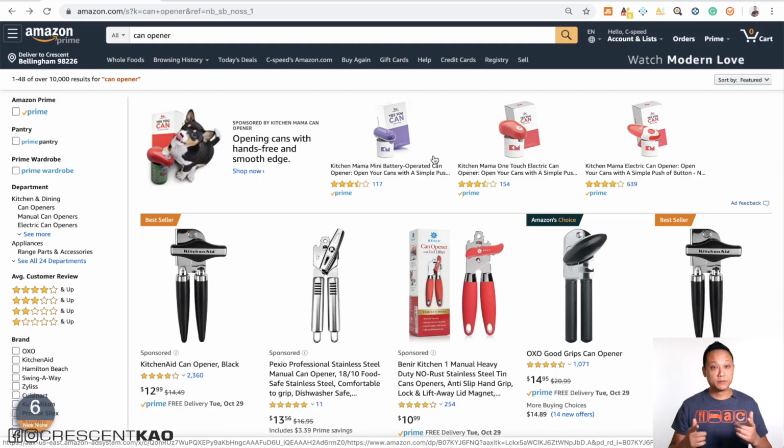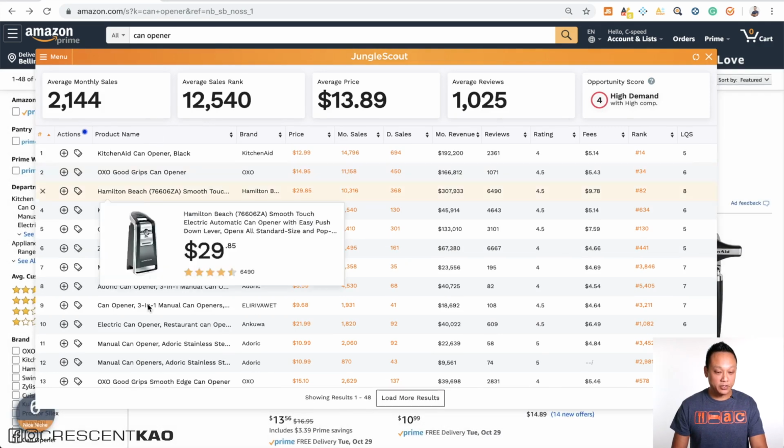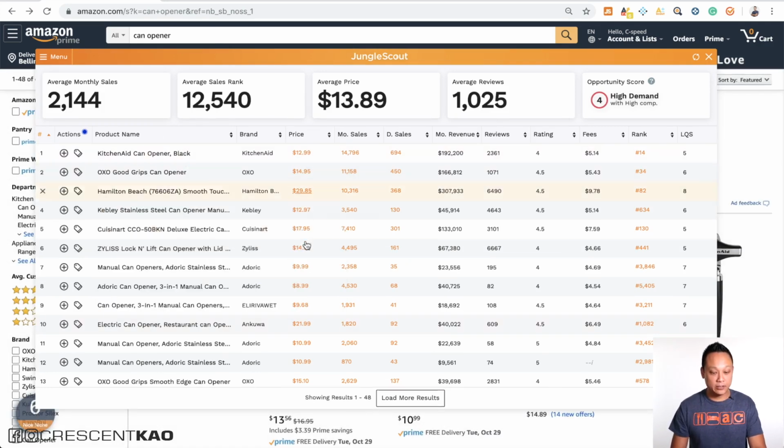So let's start with revenue versus profit. Revenue is the total amount of money you've generated from your sales of your products on Amazon. For example, if we jump onto Amazon and take a look at the can opener niche, if we pull up the Jungle Scout Chrome extension, you can see here that it's pulled up all of the listings, including the sale price of each listing here, and the monthly sales and the monthly revenue.